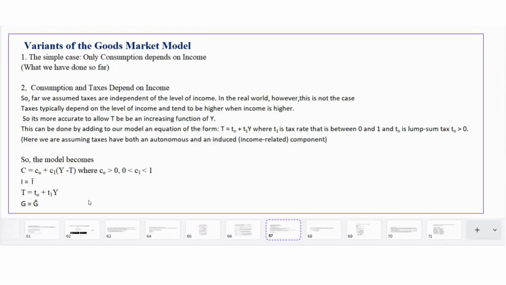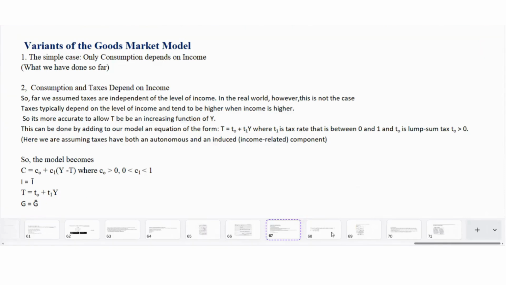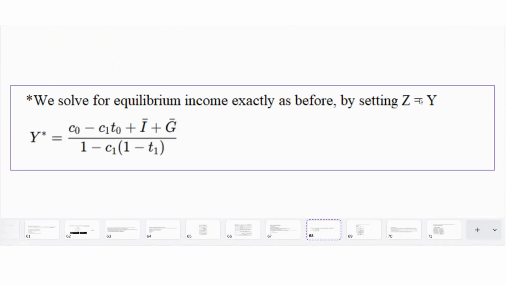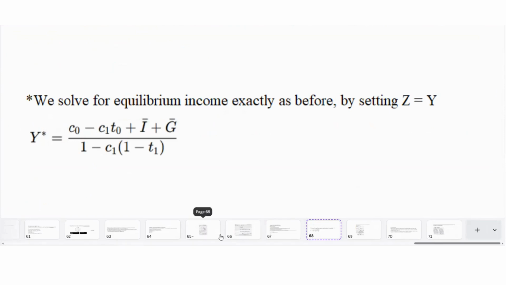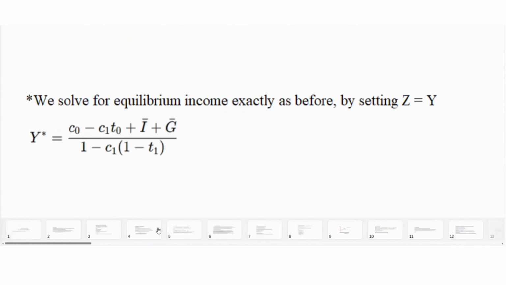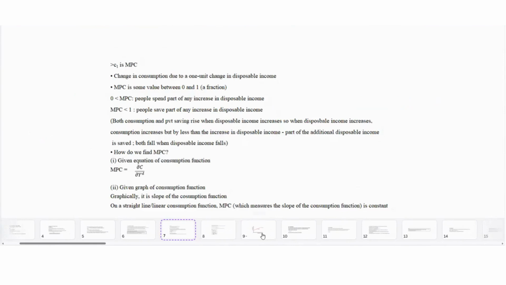So now our model is otherwise the same as before. C is still a linear function of disposable income, I and G are still exogenously given, and we're still looking at a closed economy. But now instead of T equal to T bar, we have T equal to T naught plus T1 Y. Now we can solve for equilibrium income exactly as before by setting Z equal to Y. You find your demand schedule Z, set it equal to Y. The only difference is that now instead of using T equal to T bar, you will use T equal to T naught plus T1 Y.